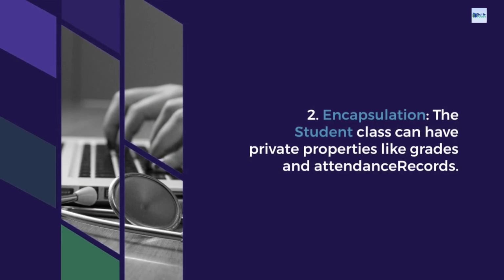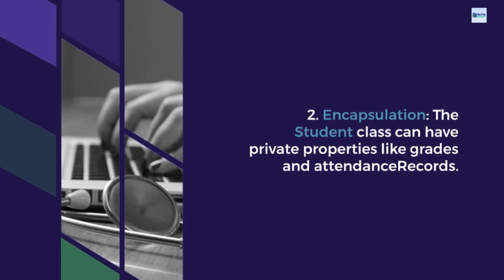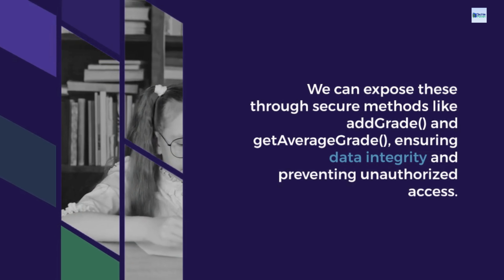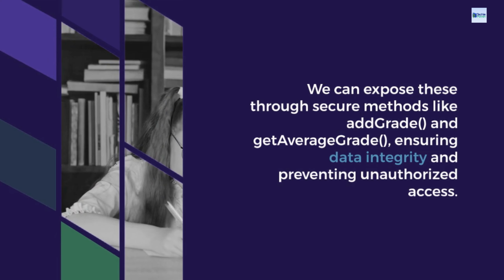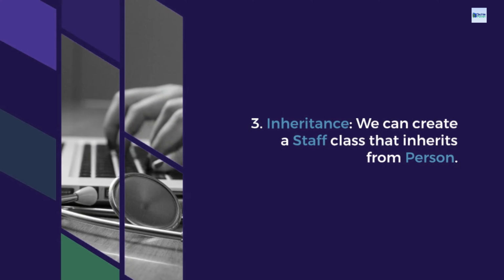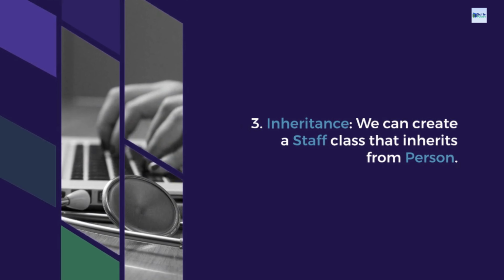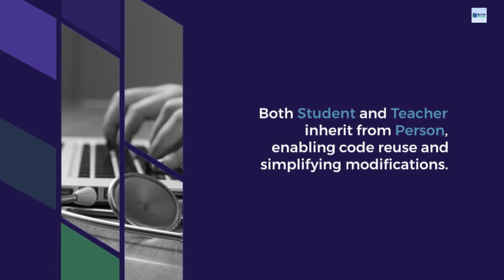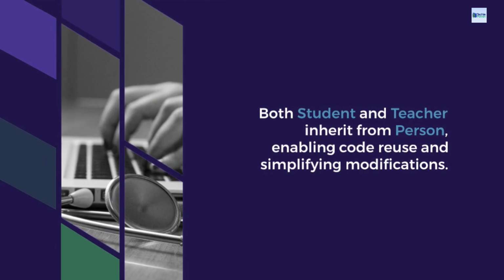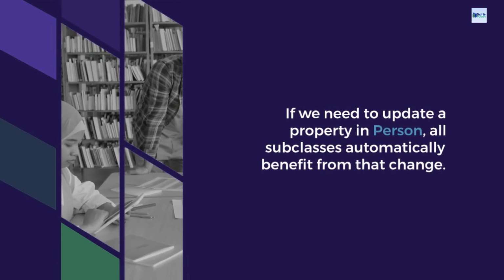2. Encapsulation. The Student class can have private properties like grades and attendance records. We can expose these through secure methods like addGrade and getAverageGrade, ensuring data integrity and preventing unauthorized access. 3. Inheritance. We can create a Staff class that inherits from Person. Both Student and Teacher inherit from Person, enabling code reuse and simplifying modifications. If we need to update a property in Person, all subclasses automatically benefit from that change.